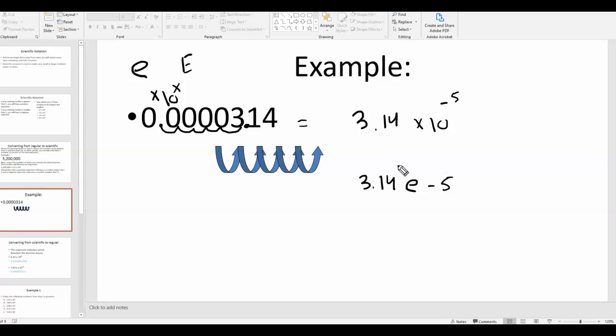I don't know why Canvas requires it to be a lowercase e, because most of the time when you see this on a calculator, it's an uppercase E. Either way, if you put in uppercase E, it's going to get marked wrong by Canvas. That's not my system, that's just the way Canvas works. So if you were doing a practice assignment or a test question, you would have to write it with a lowercase e and then -5. So in Canvas, writing 3.14 e -5 is the same as writing 3.14 times 10 to the -5, which is the same as writing this decimal right here. Pause there and make sure you understand how that works.